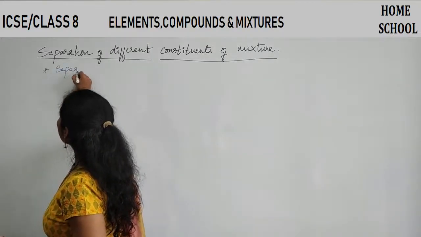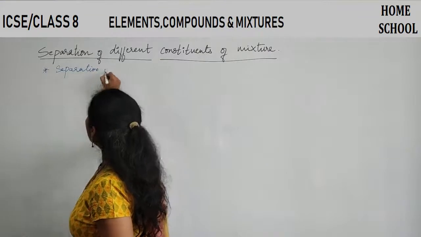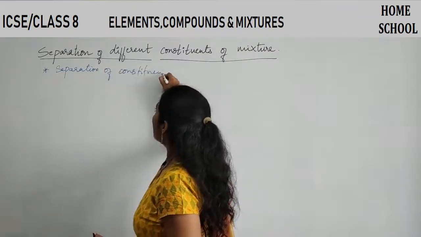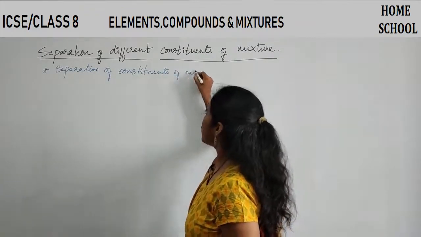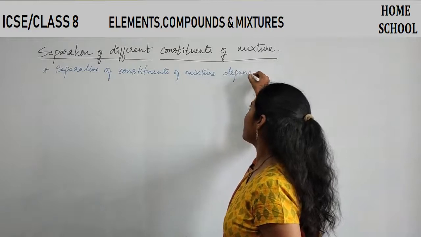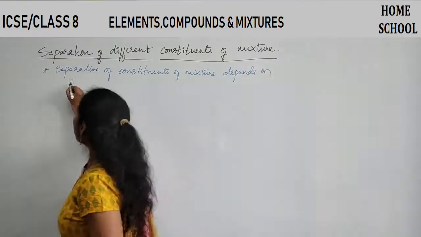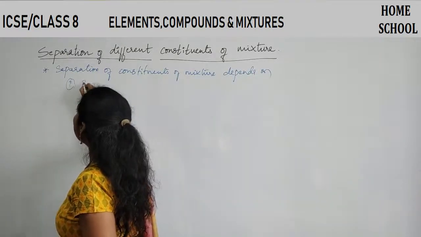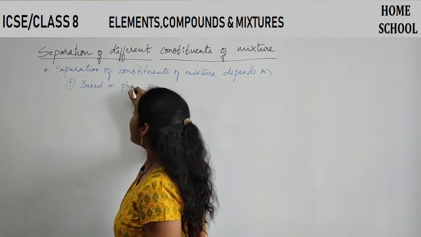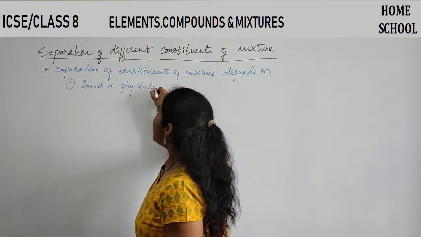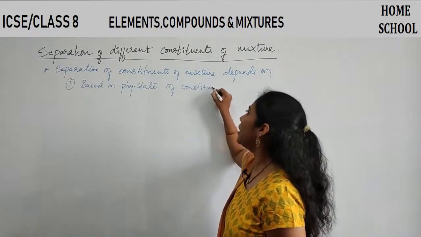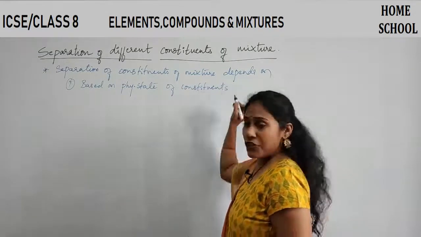Separation of constituents of a mixture always depends on two factors. The first one is that it is based on the physical state of constituents. Like the mixture can have two or more constituents.